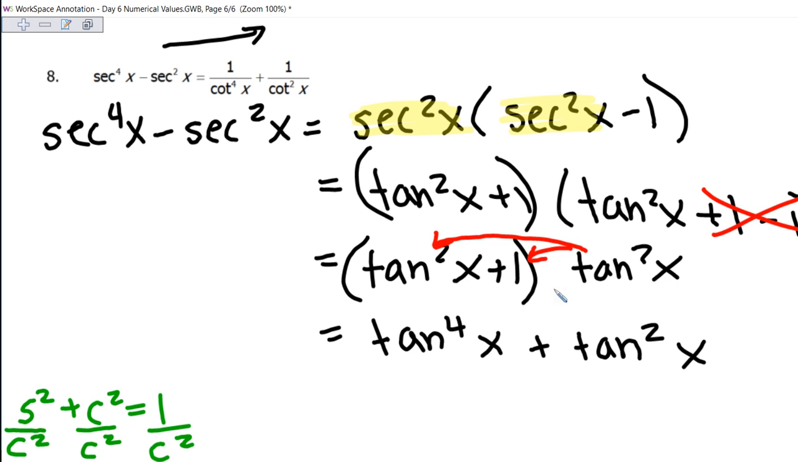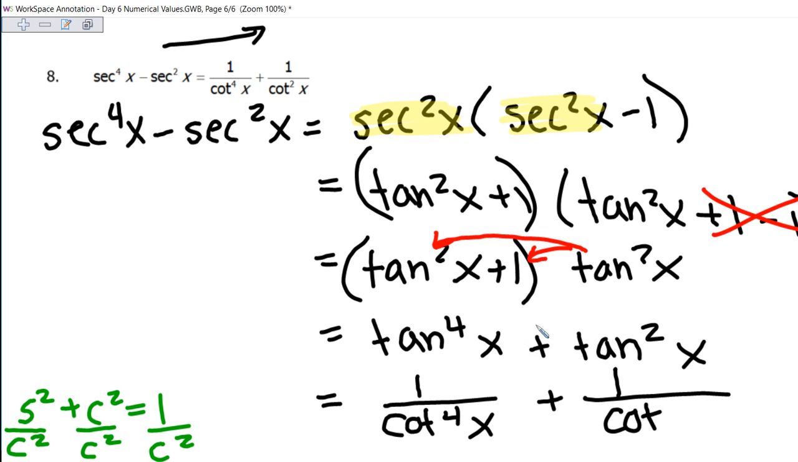Is that what we wanted? No, but it's close because we have 1 over cotangent to the 4th plus 1 over cotangent squared. Well, I know that tangent and cotangent are, yeah, they're reciprocal. So instead of tangent to the 4th power, I could put 1 over cotangent to the 4th power of x. And instead of tangent squared, I could put 1 over cotangent squared of x. And we have now proven that the left side equals the right side.